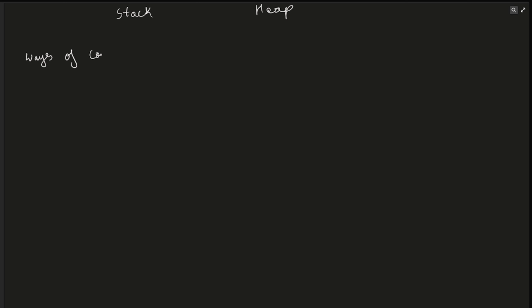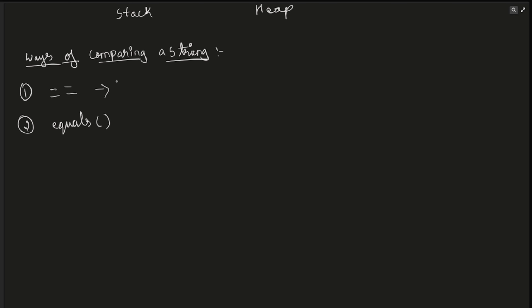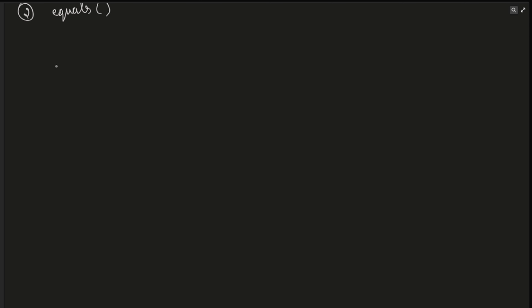Ways of comparing a string. The first method is using a comparator, and the second way is using the string built-in equals method. First, let us see the comparator method. I'll just take an example for this.